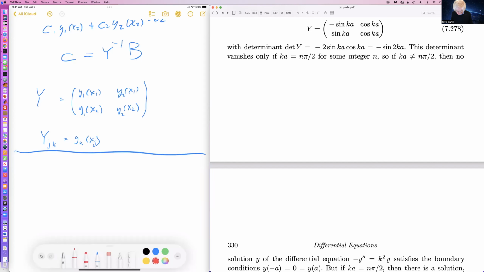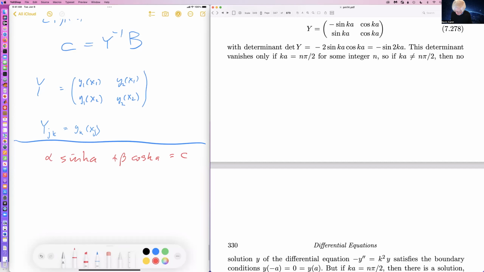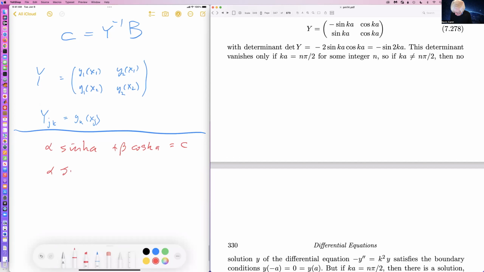So let's suppose that we have the conditions. Alpha sine Ka plus beta cosine Ka is equal to some constant C, and alpha sine of minus Ka plus beta cosine of minus Ka equals, let us say, D.